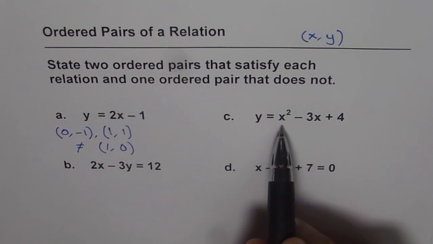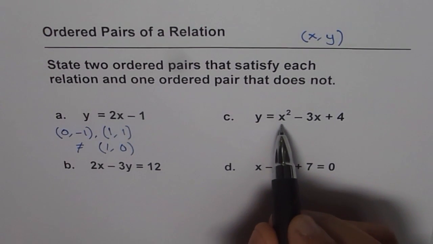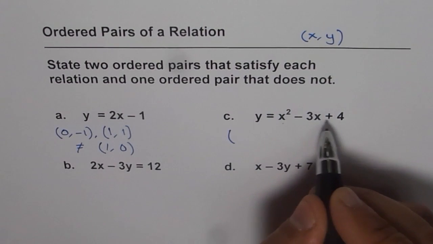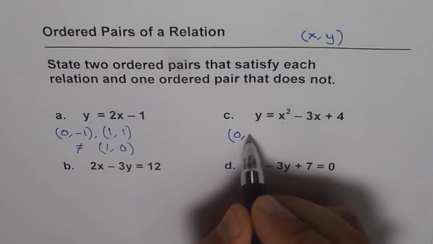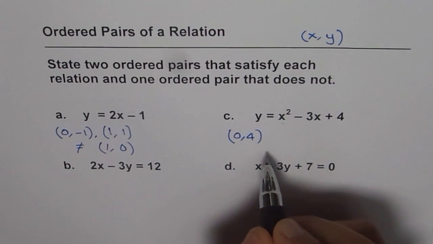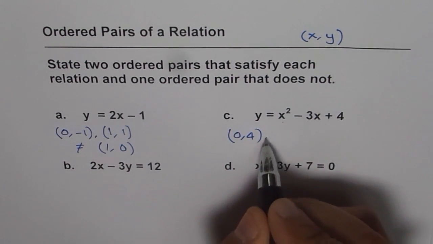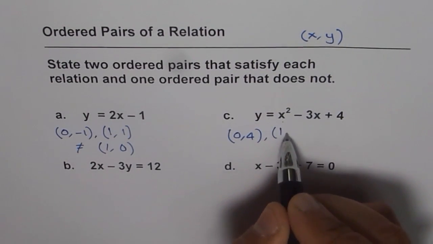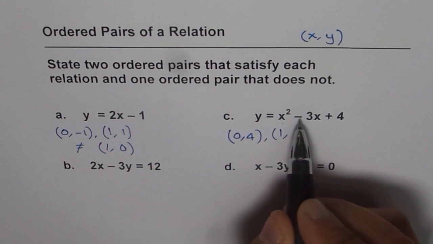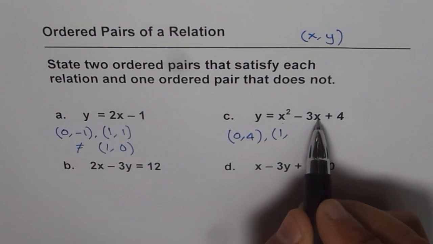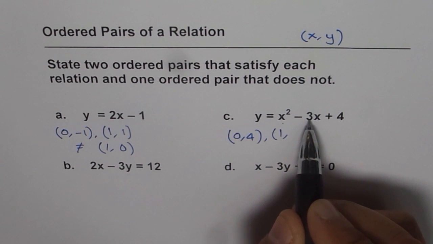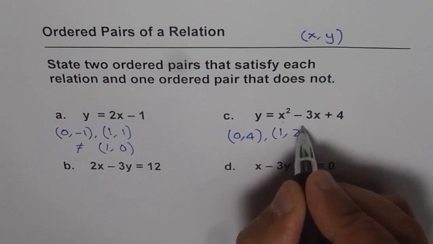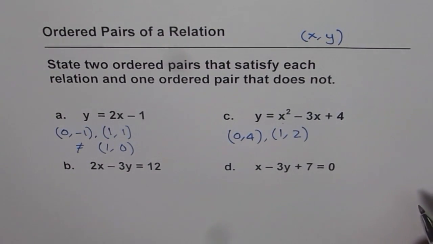Now here we have a quadratic relation. If I write x as 0, then y is equal to 0 minus 0 plus 4. So we get (0, 4) as an ordered pair which satisfies this relation. If x is 1, you can do your calculations. 1 minus 3 is minus 2. Minus 2 plus 4 will give me 2. So that satisfies the relation.